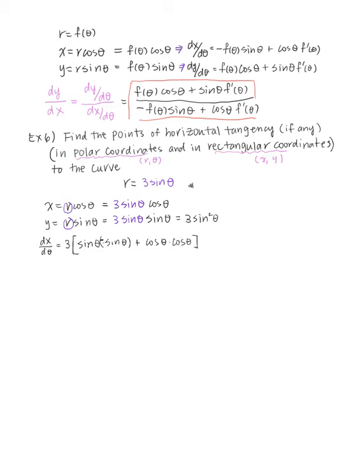So what do we got? This is the same thing as 3 times negative sine square of theta plus the cosine square of theta. Alright, so that is our dx over d theta. Let me just box this because I need this piece of information.